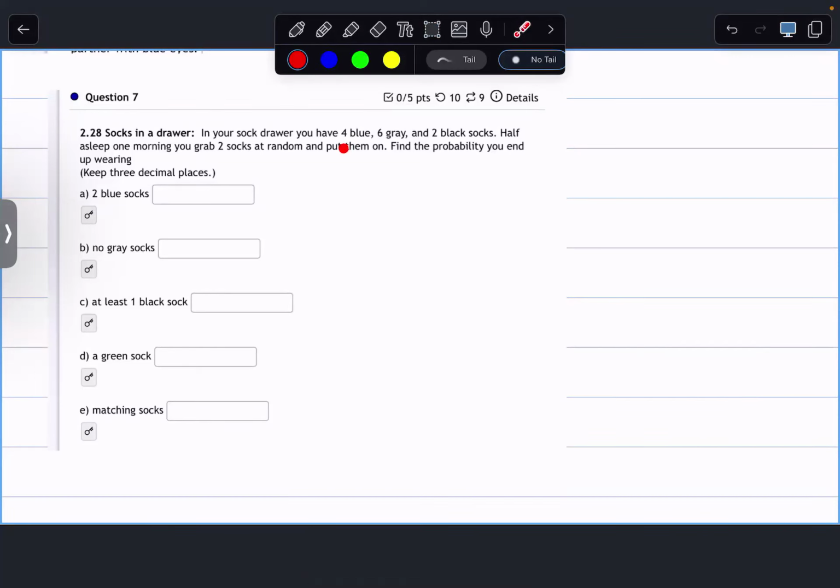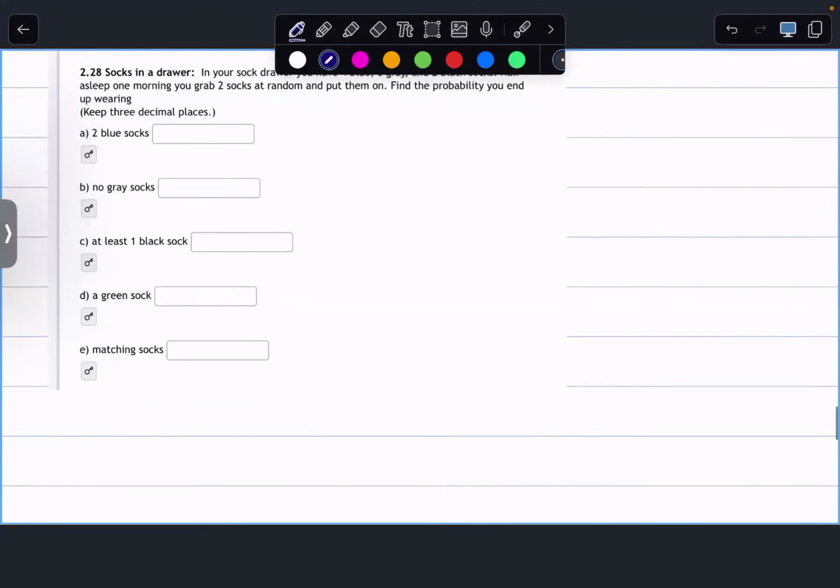In our sock drawer, we have 4 blue, 6 gray, and 2 black socks in this case. You're going to grab 2 socks at random. Now, one thing that I will clarify is that you're allowed to assume that you pick out the first sock and then you pick out the second sock. And you want to find the probability that you end up wearing 2 blue socks. And so let's make this tree and see what it looks like.